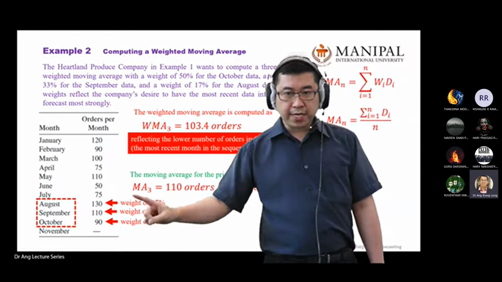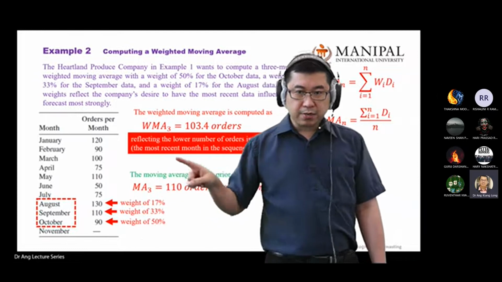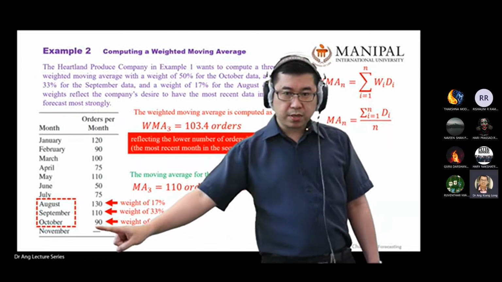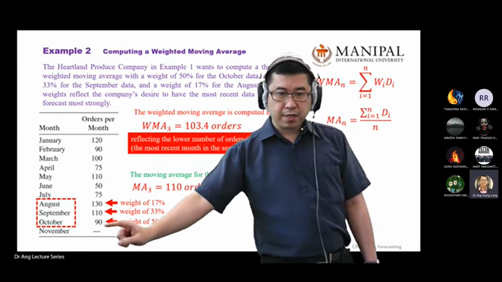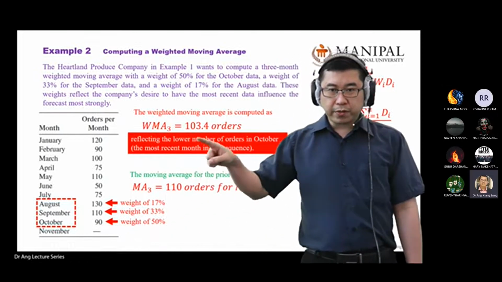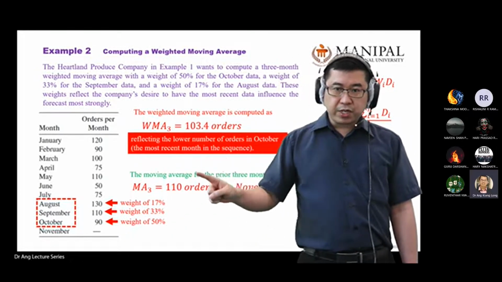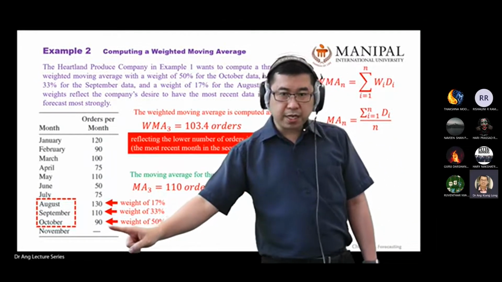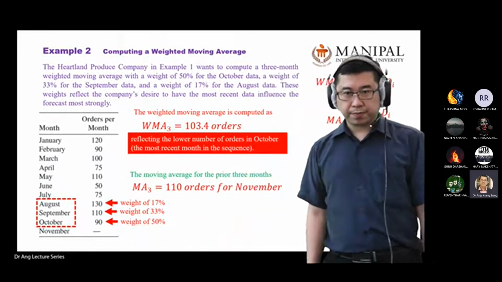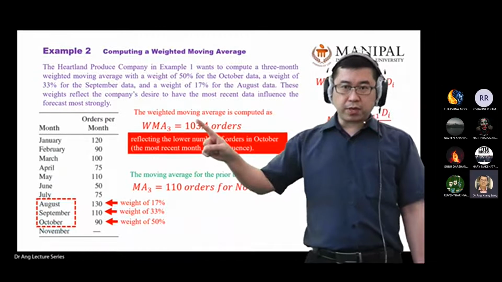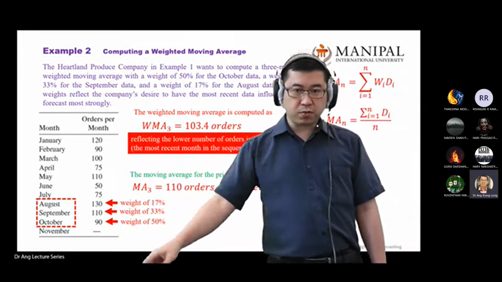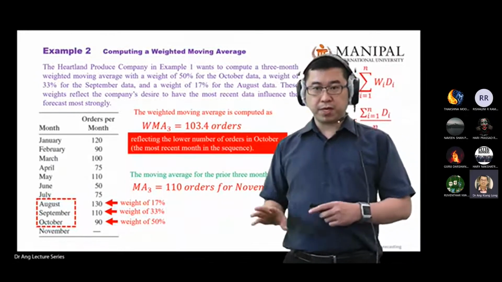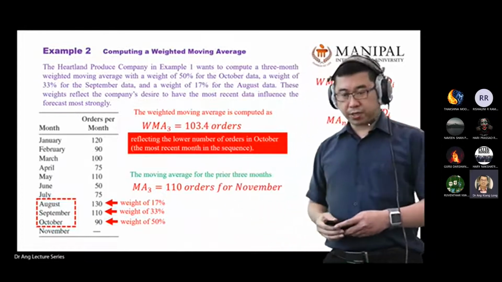For example, you're estimating October. You see the differences. If you use the moving average, you get 110, which is here, forecast for November. But if you use the weighted, it reduces the number to 103.4. It means you're forecasting the number a little bit nearer to October compared to 110. 103 is nearer to 90. Okay, this is the effect after you do a different approach. One is moving average, one is weighted moving average.